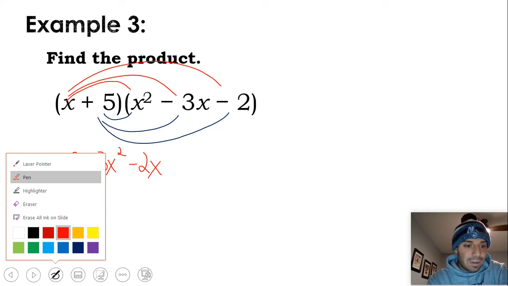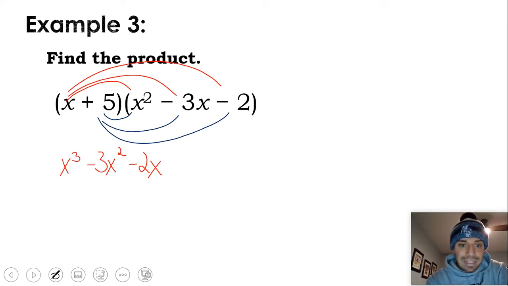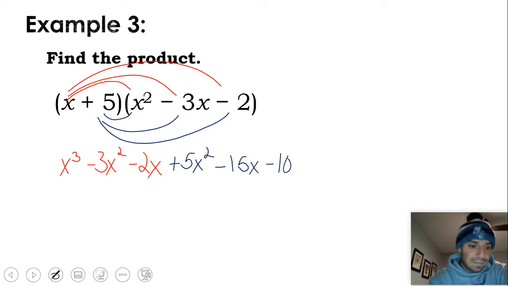Now I'm giving that 5 to everything. So that 5 is going to that x squared. That's going to be a positive 5x squared. 5 times negative 3x is negative 15x. And 5 times negative 2 is negative 10. We got a lot of stuff to combine here.